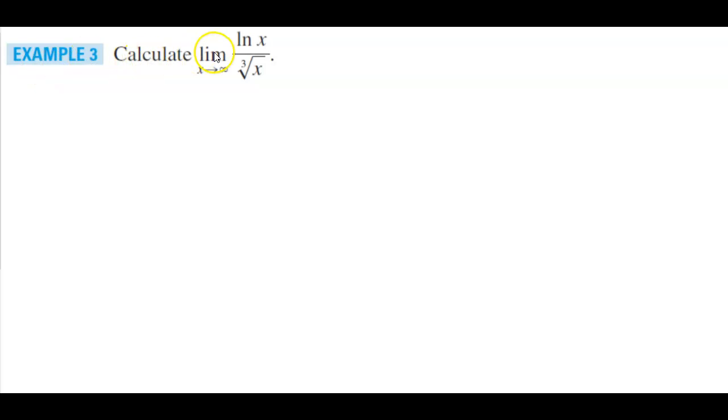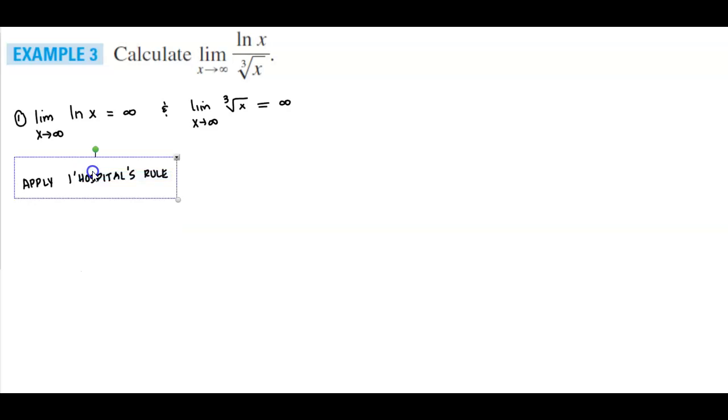Example 3, calculate the limit as x approaches infinity of the natural log of x divided by the cube root of x. Okay, so the first thing we do is check the numerator and denominator as far as the limit is concerned as x is approaching infinity. So as x approaches infinity, the natural log of x is going to be approaching infinity. And the limit as x approaches infinity of the cube root of x is also approaching infinity.